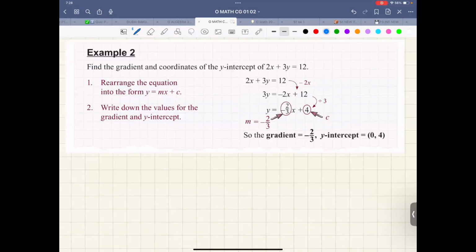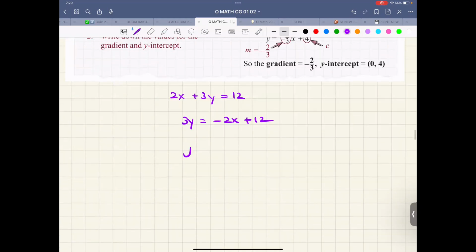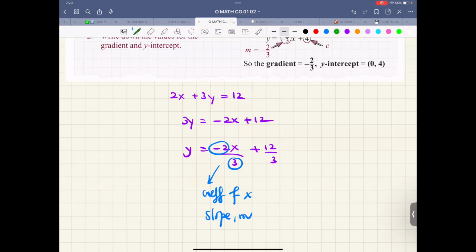And similarly, now look at this one. We have to do a little bit of manipulation. So 2x plus 3y equals 12. 3y equals negative 2x plus 12. Make y the subject, that is negative 2x over 3 plus 12 over 3. So now this negative 2x over 3, the coefficient of x, that is the slope, that is the gradient, and this constant all alone, 12 over 3, which is 4, this is the y-intercept, and it is denoted by c.